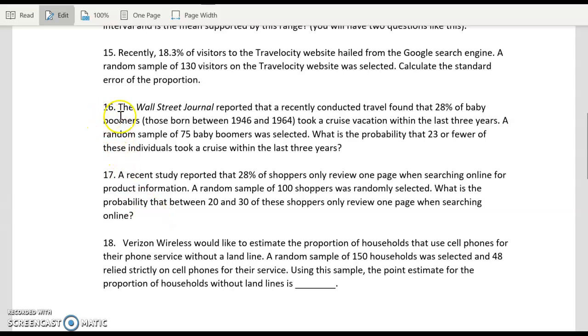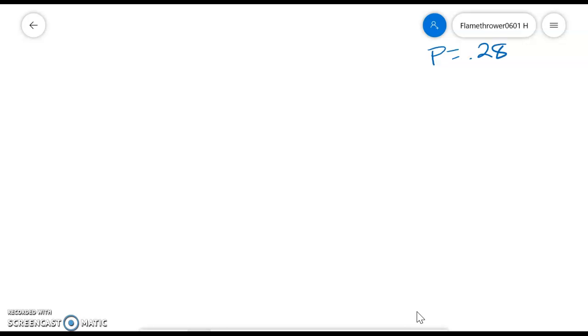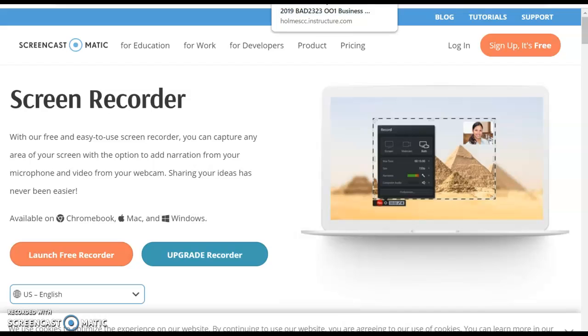This is similar to question 16, but this time we want to know the probability between two numbers. So let's go ahead and write down the information that we know. We know that the probability is 0.28, and we know that N, our sample, is 100, and we're going to use our formula sheet. Let's look at how to get to your formula sheet.